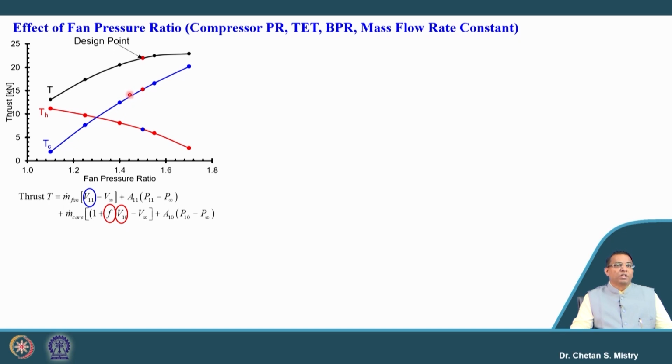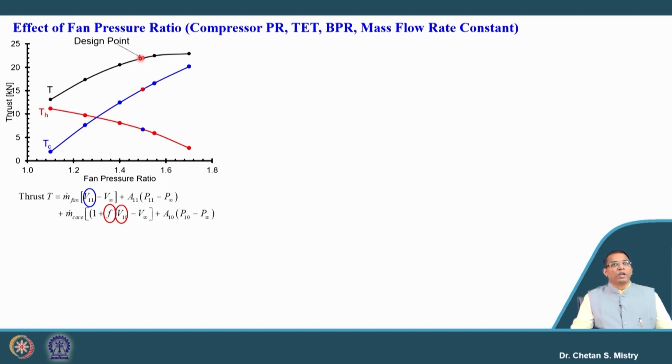At the same time, the amount of power required by my LP turbine in order to run the fan for this particular pressure ratio will be higher, and that is what will lead to reduced exhaust enthalpy. This exhaust enthalpy is correlated with the exhaust velocity, and that is how our hot thrust will be decreasing with the increase of fan pressure ratio. Overall, the rise of thrust because of the cold stream is higher, and that results in the overall thrust increasing with the increase of fan pressure ratio.